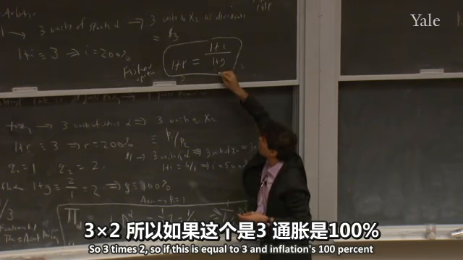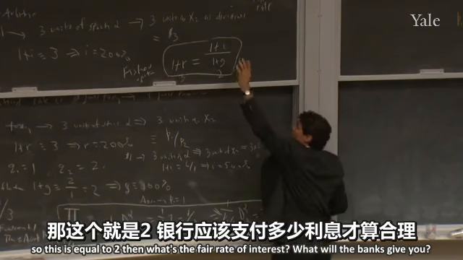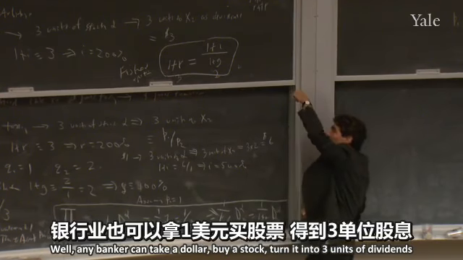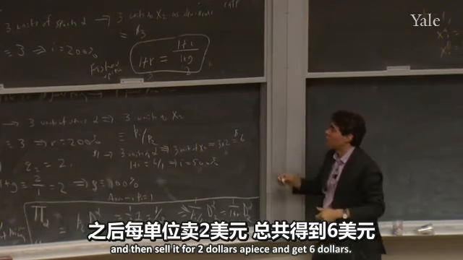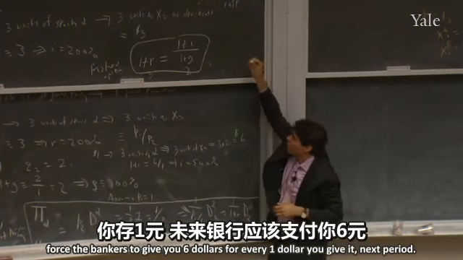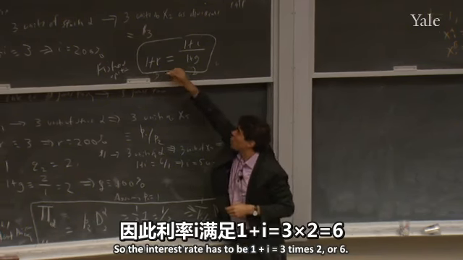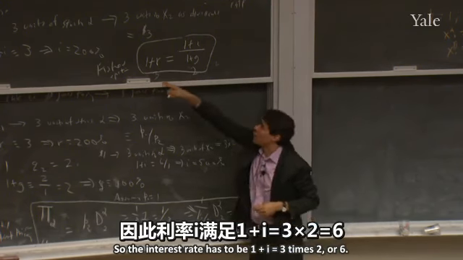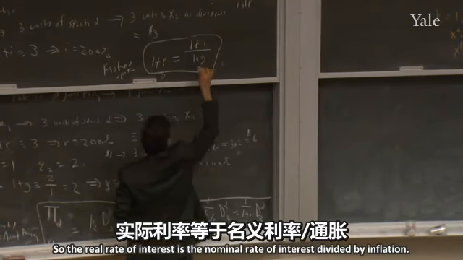So if this is equal to 3 and inflation's 100%, so this is equal to 2, then what's the fair rate of interest? What will the banks give you? Well, any banker can take $1, buy a stock, turn it into 3 units of dividends, and then sell it for $2 a piece and get $6. And so a banker can take $1 and turn it into $6. So competition will force the bankers to give you $6 for every $1 you give them next period. So the interest rate has to be 1 plus i equals 3 times 2, or 6. So the real rate of interest is the nominal rate of interest divided by inflation.